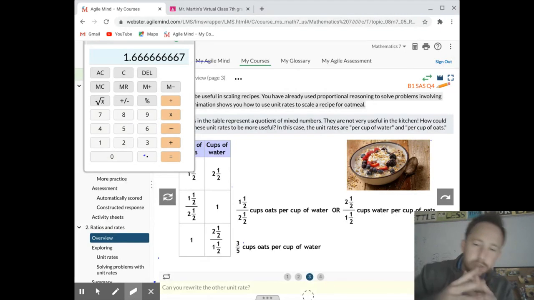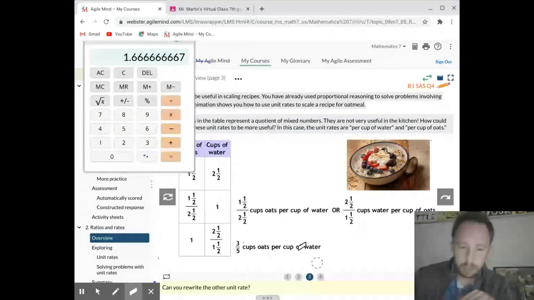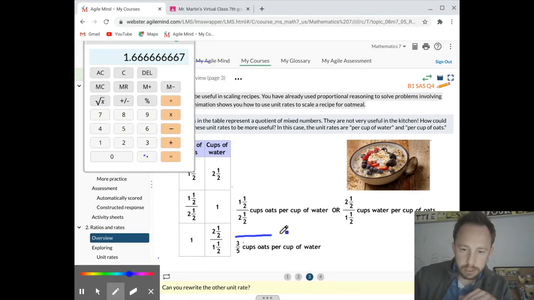Isn't that what I got a while ago? 3/5 cups of oats per cup of water? Yes, sir. All right, so that's a good one we can write.